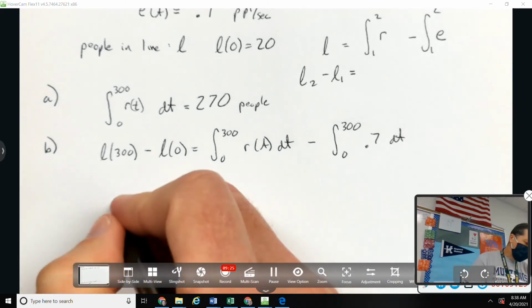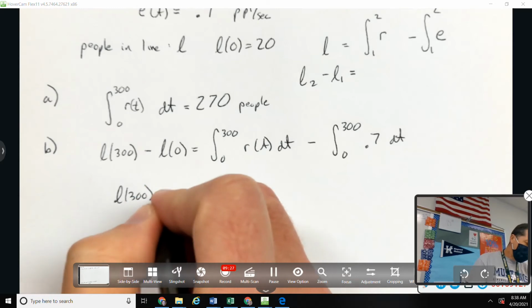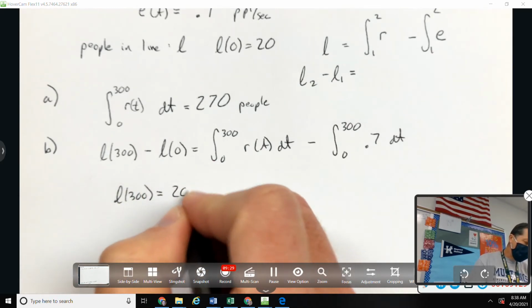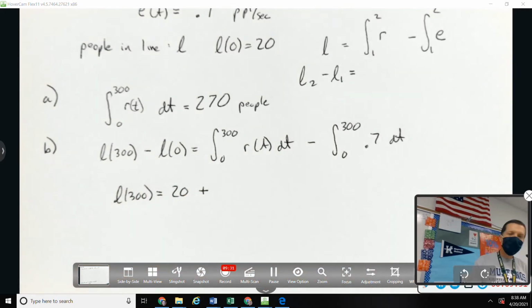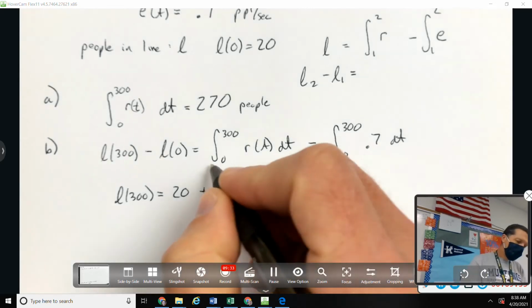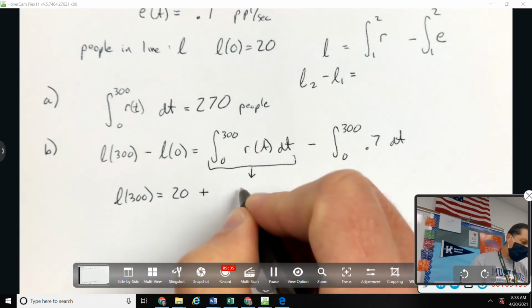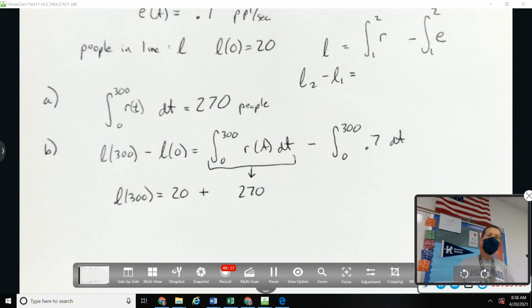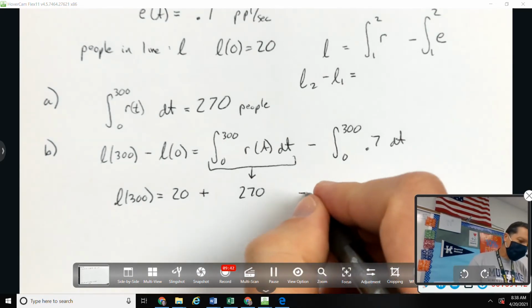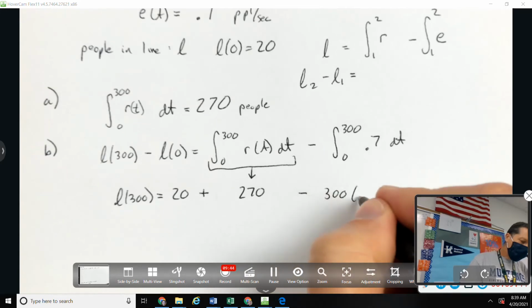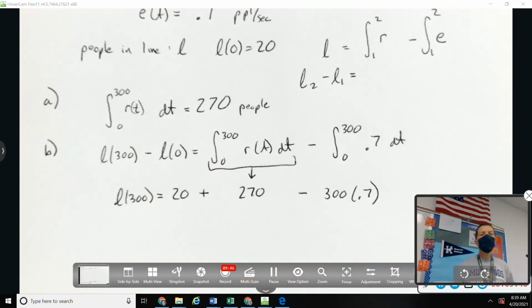So in line at 300 is, if I move that one over, 20, because that's how many started in line. We added 270. That was part A. And we're going to subtract 300 times 0.7. And in fact, you could safely stop that and just leave that as the answer and be done.